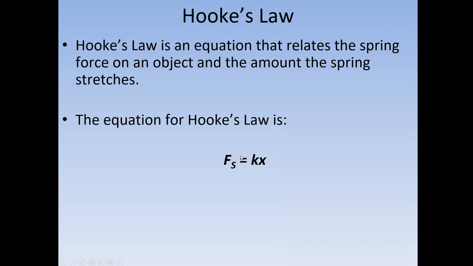Now, Fs is the spring force. It is measured in newtons. I'll just write that here. K is what we call the spring constant. This is going to be measured in newtons per meter. And X is the spring length. And this is going to be measured in meters. So K is the spring constant, X is the spring stretch or the spring compress, however much the spring length changes, and Fs is how much force is applied on that spring.